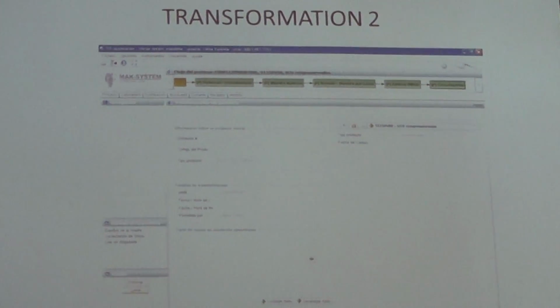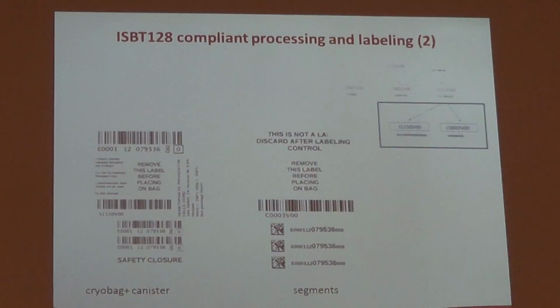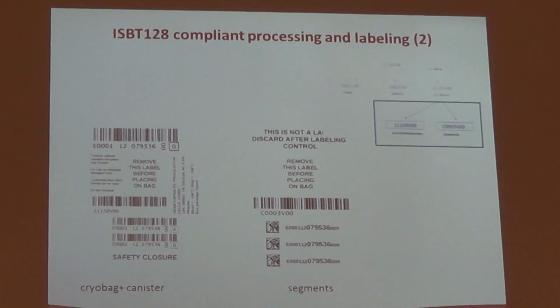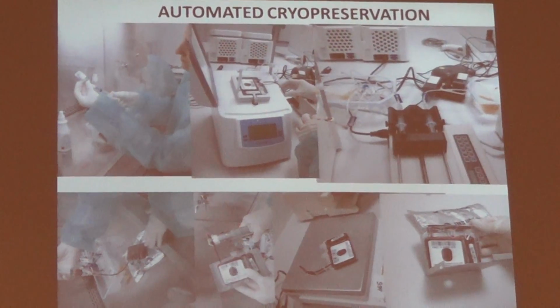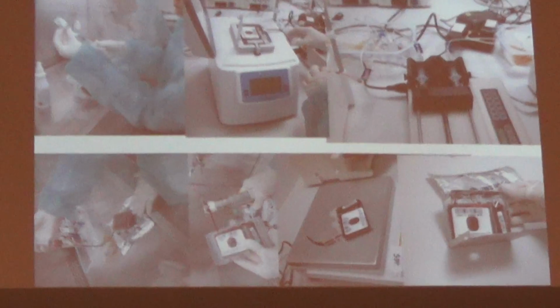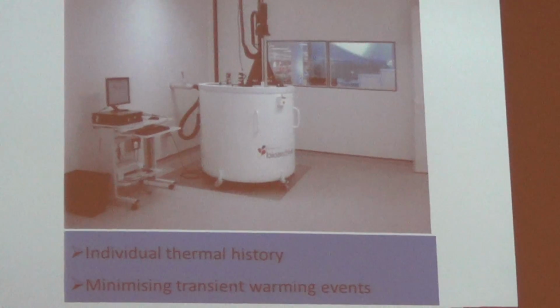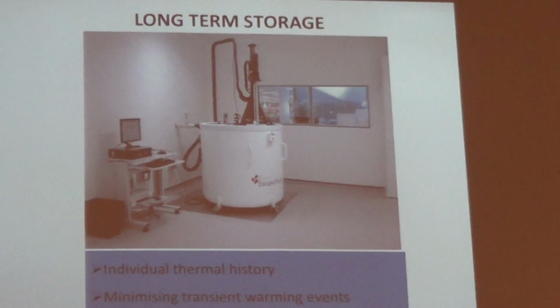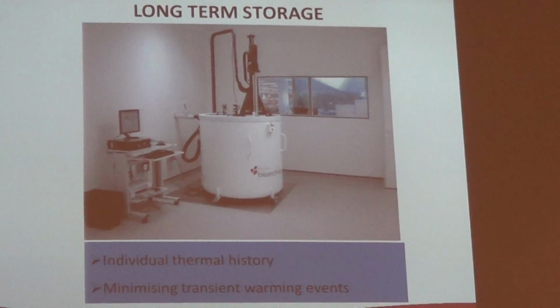There is a second transformation, that is the cryopreservation. So we put the label in the bags and add the DMSO using coolers and sealing pumps that automatically add the cryoprotectant and heat track through the systems. And finally, we use long-term storage containers that can test or assess the individual thermal history.